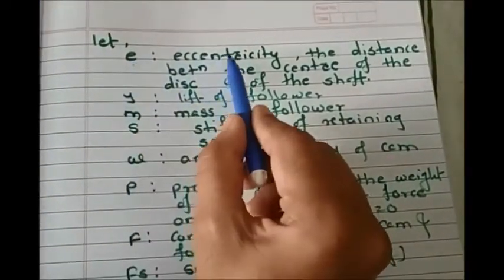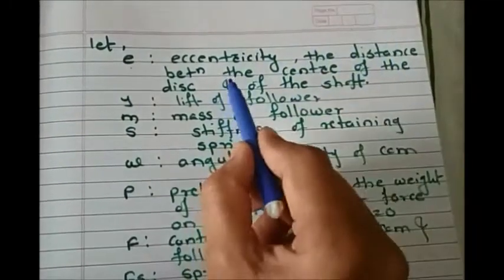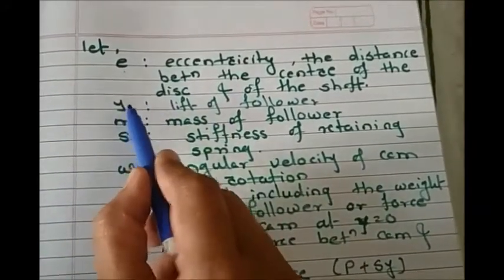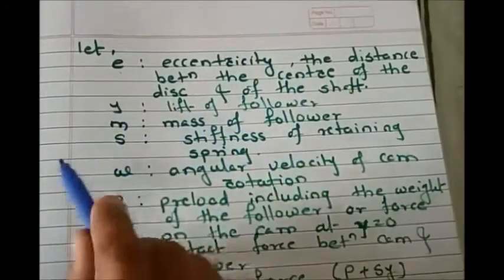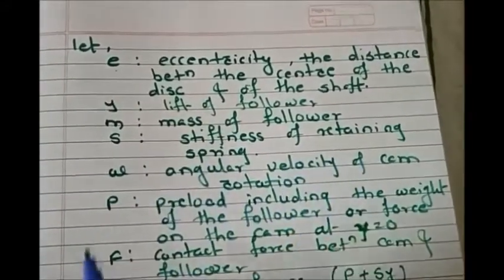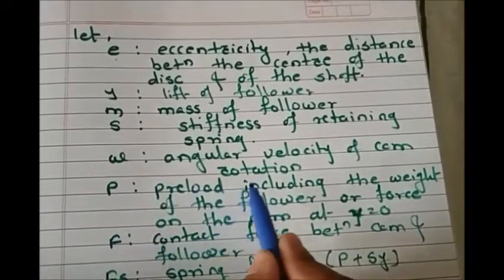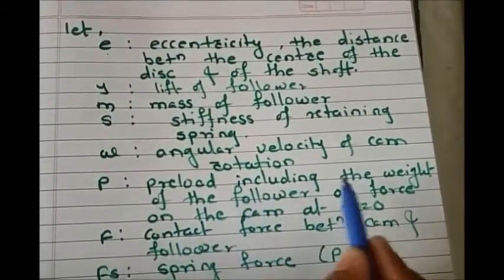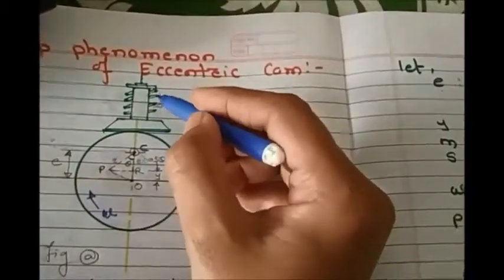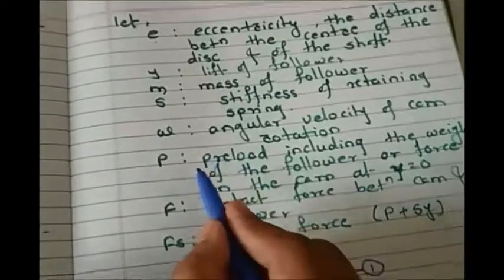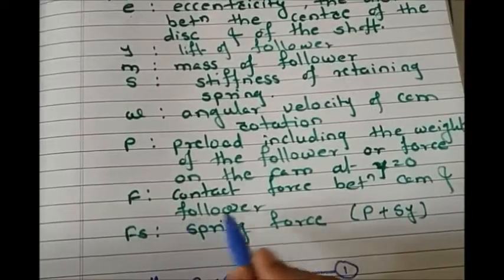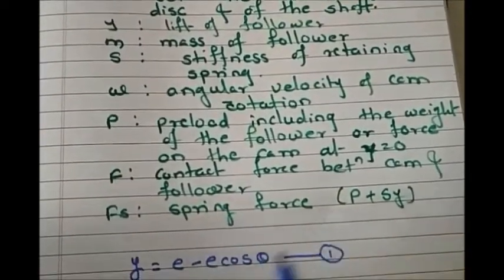So let us take this consideration. E is the eccentricity, the distance between the center of the disc and the shaft. We already know about this. Y is the lift of the follower, m is the mass of the follower, s is the stiffness of the retaining spring, omega is the angular velocity of cam rotation, P is the preload including the weight of the follower, or the force on the cam at y equal to 0. So whatever the preload weight is, that is nothing but P. Then F is the contact force between the cam and follower, and Fs is the spring force.